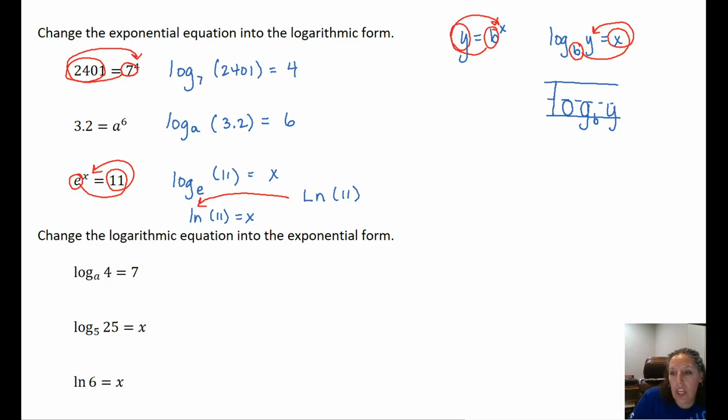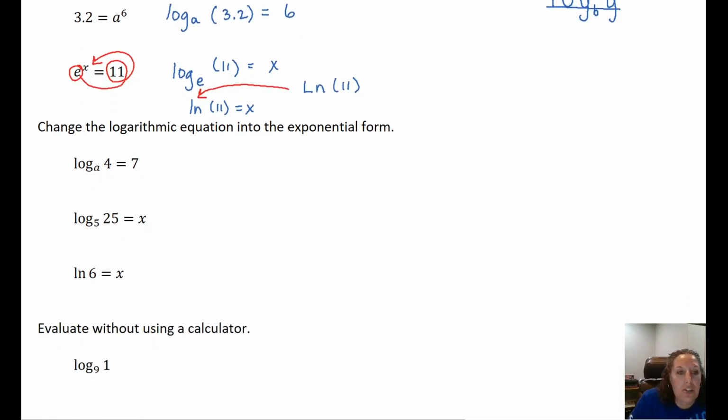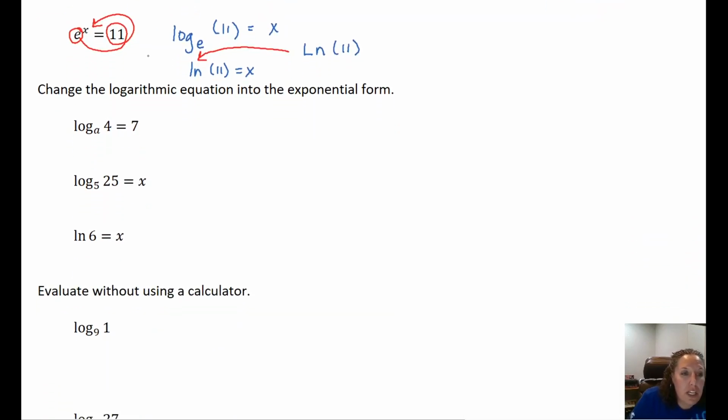Alright, now let's go the other direction. So if we convert this to the exponential form, our base is going to still be the number that is next to our logarithm. So start with our base, go across the equal sign, and circle back around. This is going to be a raised to the number by itself, so a raised to the 7th equals 4.